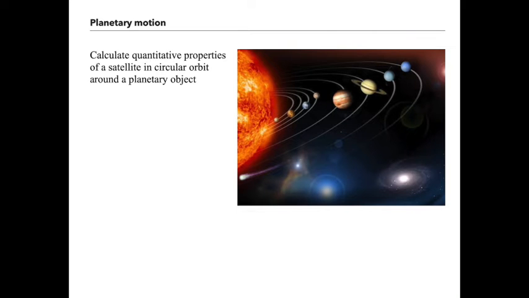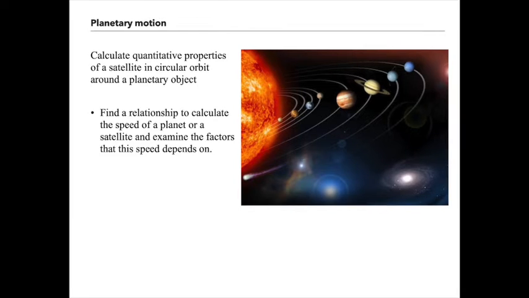In this video, the objective is to calculate quantitative properties of a satellite or of a planet in circular orbit around another planet. More specifically, we'll try to find a relationship that we'll use in order to calculate the speed of a planet or a satellite and examine the factors that this speed depends on.